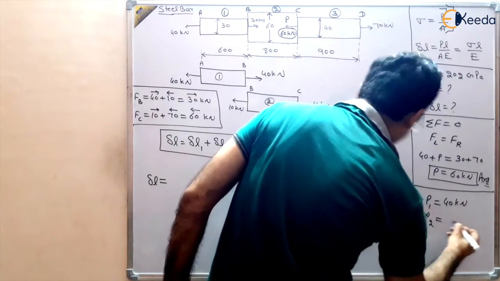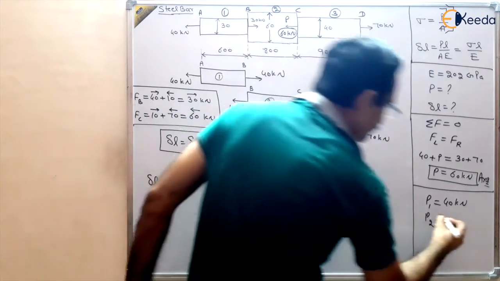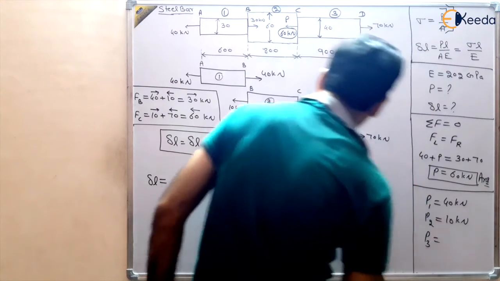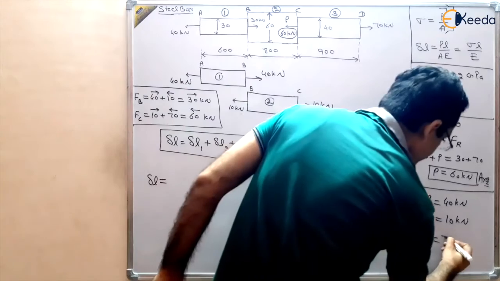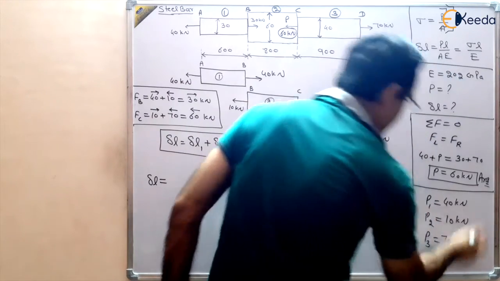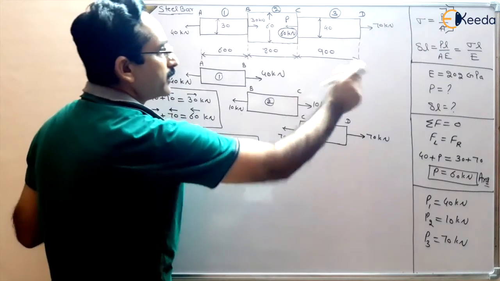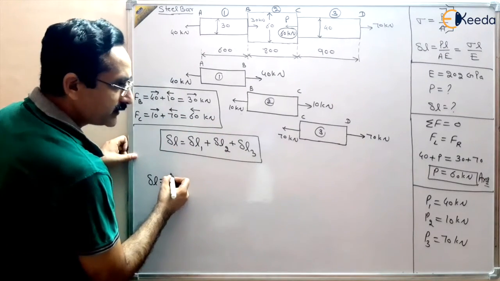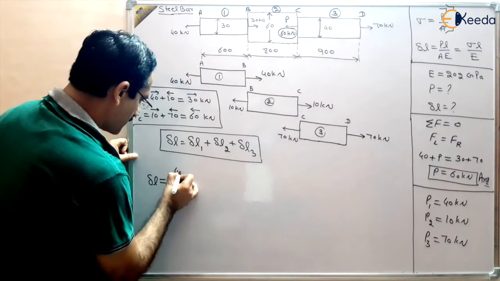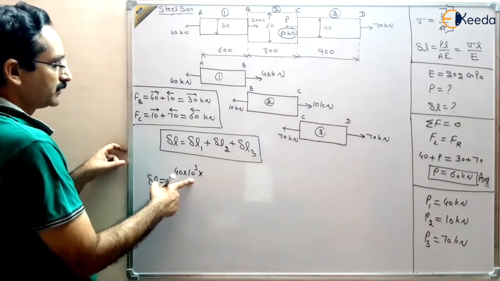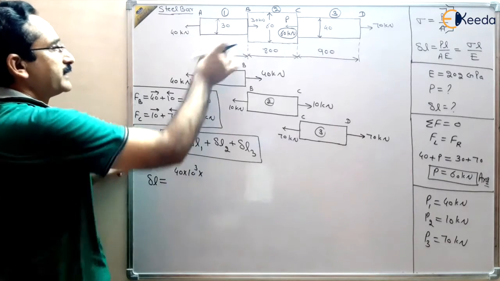P2 is 10 kilonewton and P3 is 70 kilonewton. So these are the forces. Use this PL upon AE formula. So P is 40 kilonewton multiplied by 1000, length 600 mm.